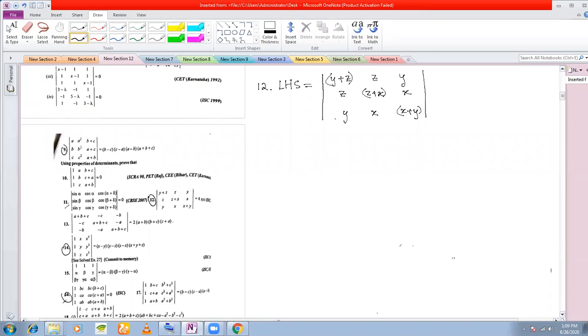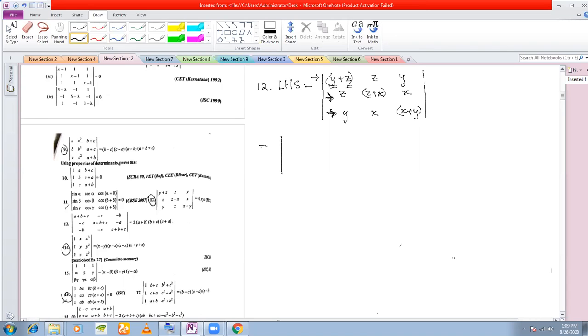Now see, you have to notice one thing here. You have a y plus z here, isn't it? And you have a z here, and you have a y here, right? That means if I subtract the sum of these two rows, second row and third row, from the first row, then I'm going to get a 0. So that is what we do.